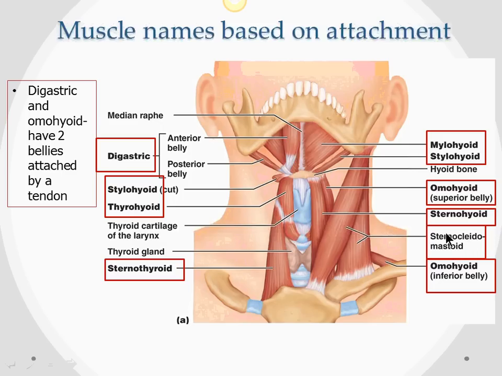So two of the words you know, sterno and mastoid. That means from sternum to the mastoid process. The word cleido means clavicle. So you can see it's attached to the sternum and the clavicle, and then the two parts join and go up to the mastoid process. Okay, so it's called sternocleidomastoid. It could have been called sternoclavicular mastoid, but cleido is the Latin name for clavicle, so that's why it's called sternocleidomastoid.